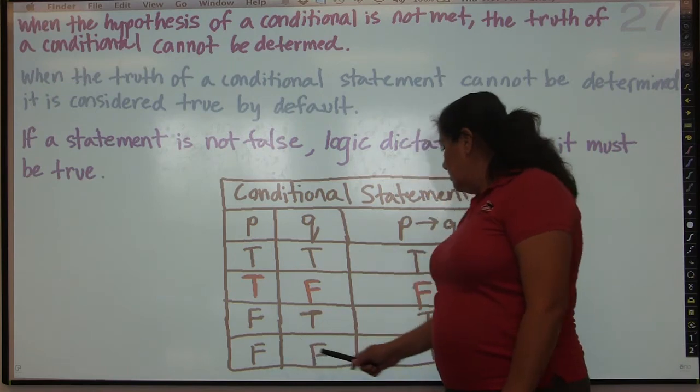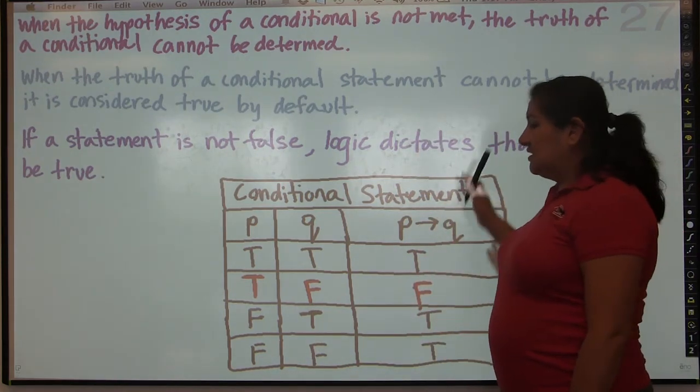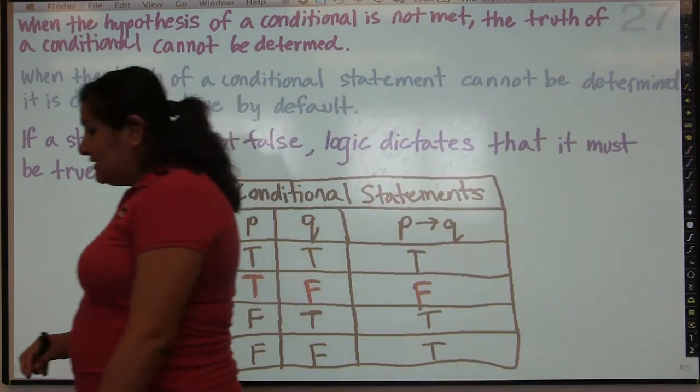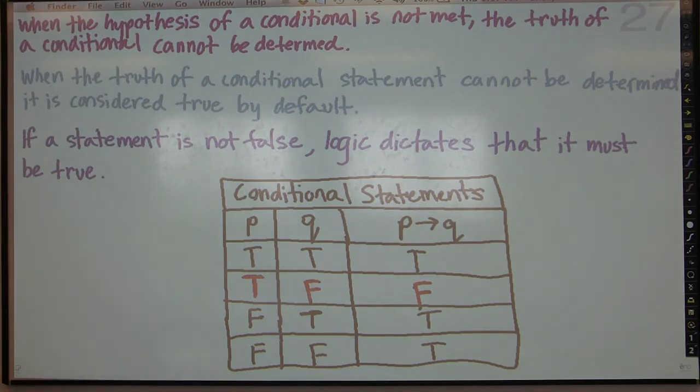So if this is false, by default it's true. So it kind of summarizes what we just said previously about the false situation. So again, a conditional is false only when its hypothesis is true and its conclusion is false. So basically what I want you guys to think about is when you're analyzing a conditional, don't try to determine whether or not the argument makes sense to you. That is not your job.